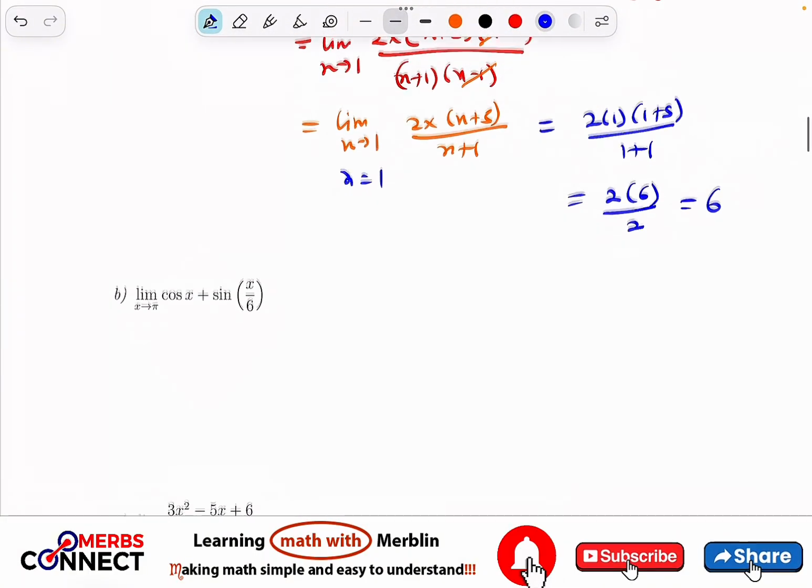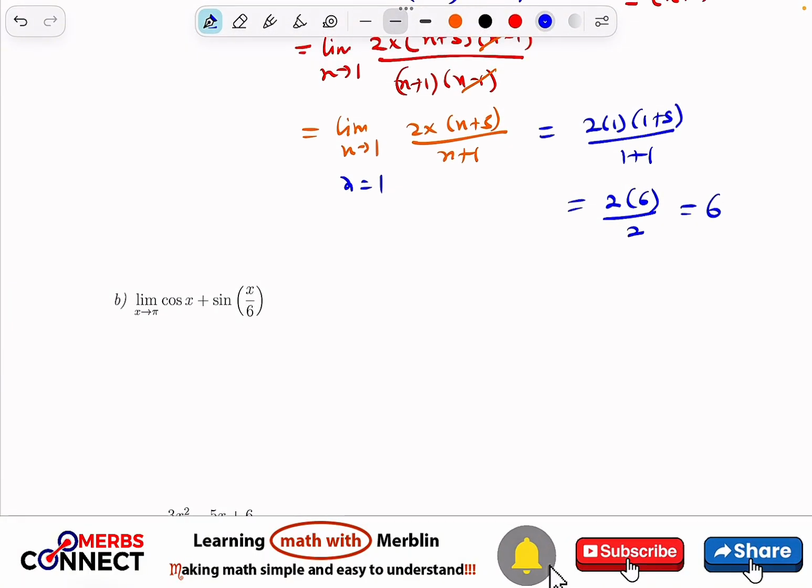Let's look at question 3b. As I said, direct substitution first. So let's first set x to be equal to pi, and we are going to have cos pi plus sin pi on 6, and this is going to give us cos pi is -1 plus what is sin pi on 6.